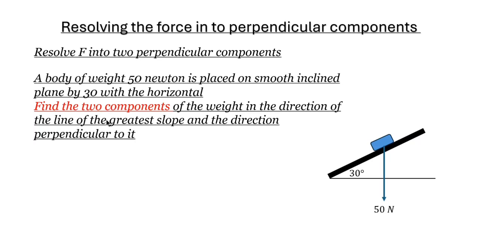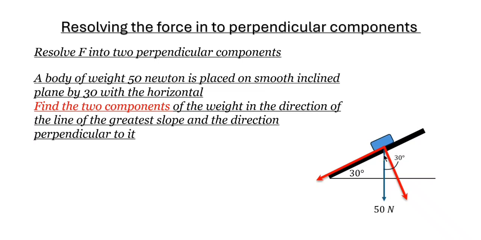What's the meaning of line of the greatest slope? This direction is called the line of greatest slope, and it's perpendicular. This is called the perpendicular one. As you see, this angle equals 30, this equals 90, so this one will be 60. So this angle must be equal 30 like the inclined plane angle.